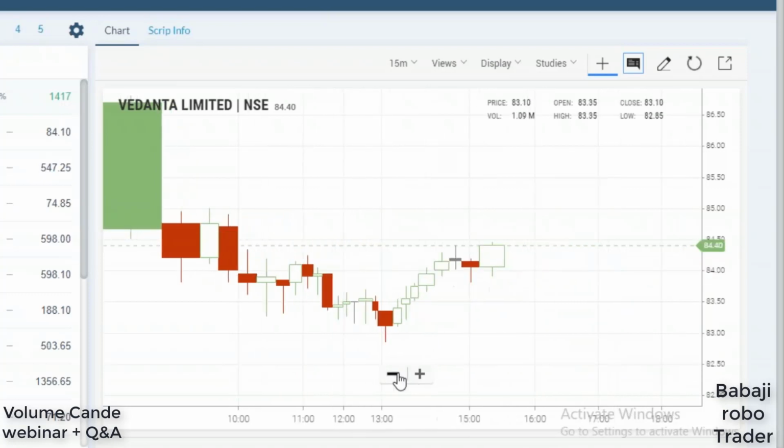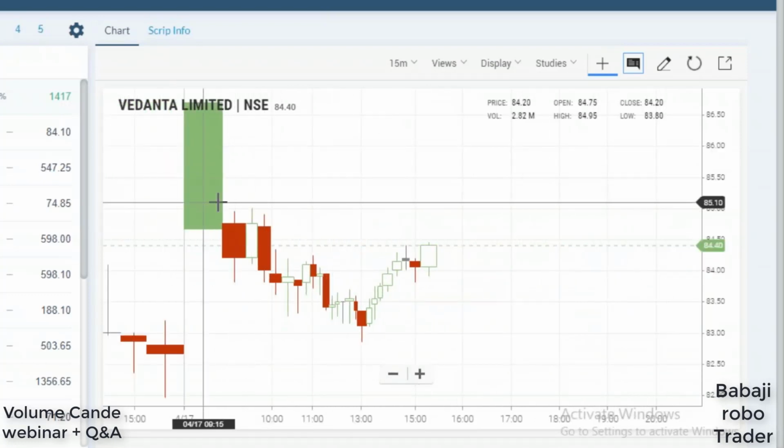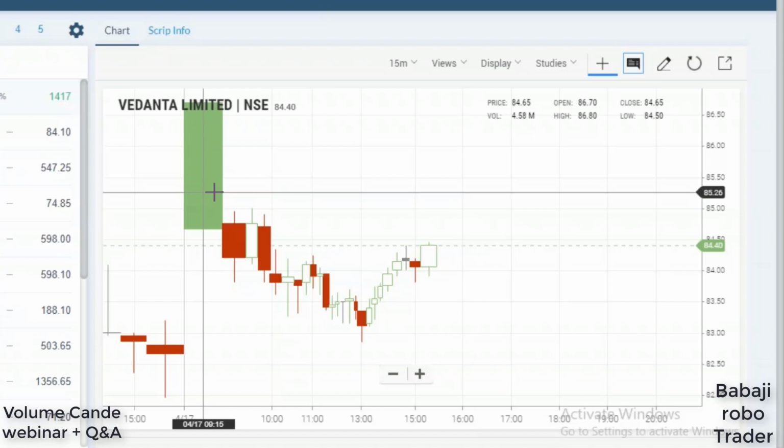Okay, the market opened with a gap up. I think that after that it started. Okay, we want Nifty and Bank Nifty. First I will show you for VDL.